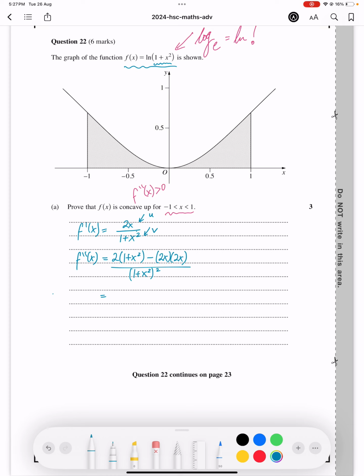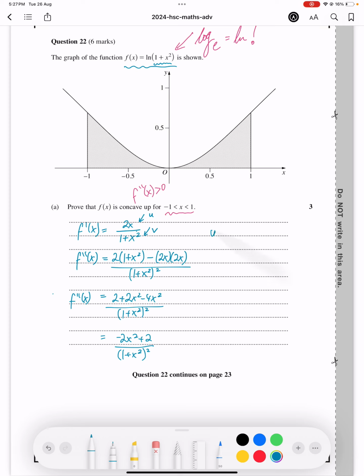So let's go ahead and expand that out. 2 plus 2x squared minus 4x squared all over 1 plus x squared all squared. I would not bother expanding the bottom. It's not really going to take us anywhere. It's just going to spend time. So cleaning that up, we get minus 2x squared plus 2 all over 1 plus x squared all squared.